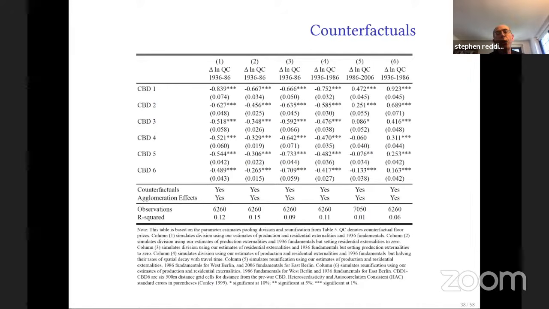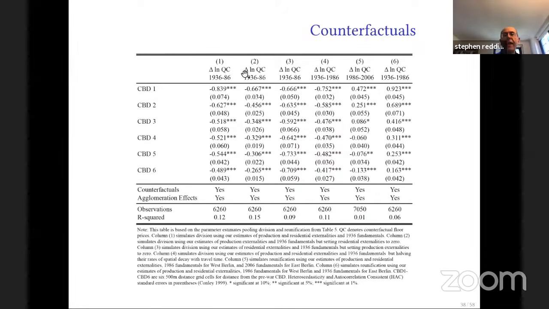Then the final thing we do in the paper is some counterfactuals for the estimated value of agglomeration forces. And what we show here is that once you use the model's estimated agglomeration forces, it is indeed quantitatively successful in explaining the observed reallocation of economic activity within the city. So we get counterfactual changes in floor prices of roughly the same magnitude as the treatment effects that we estimate if we run these regressions using the actual observed data. And so the model is quantitatively successful in explaining the magnitude for the estimated parameters.